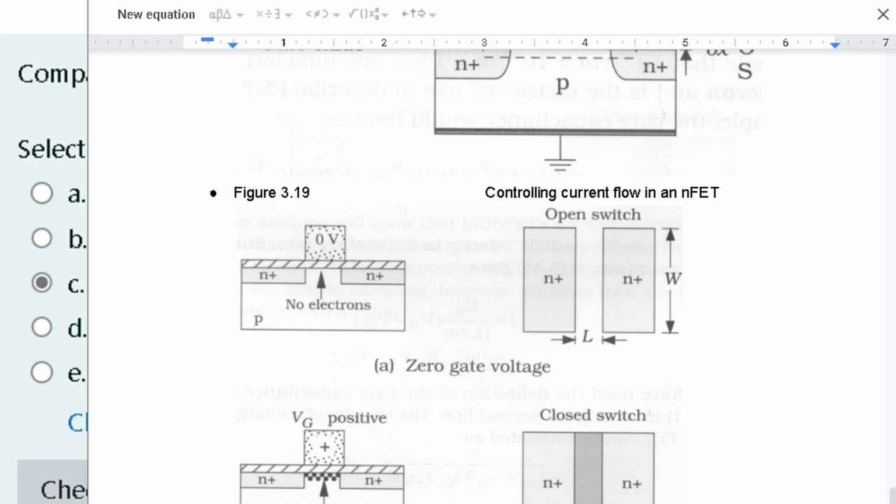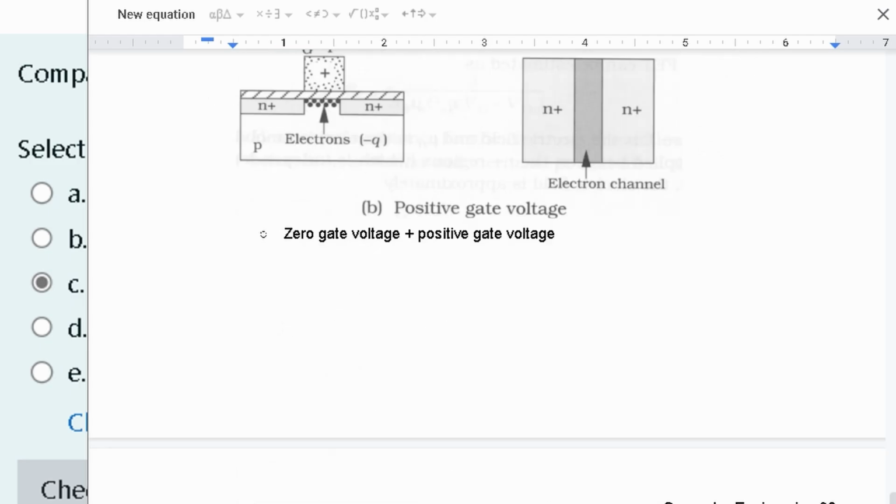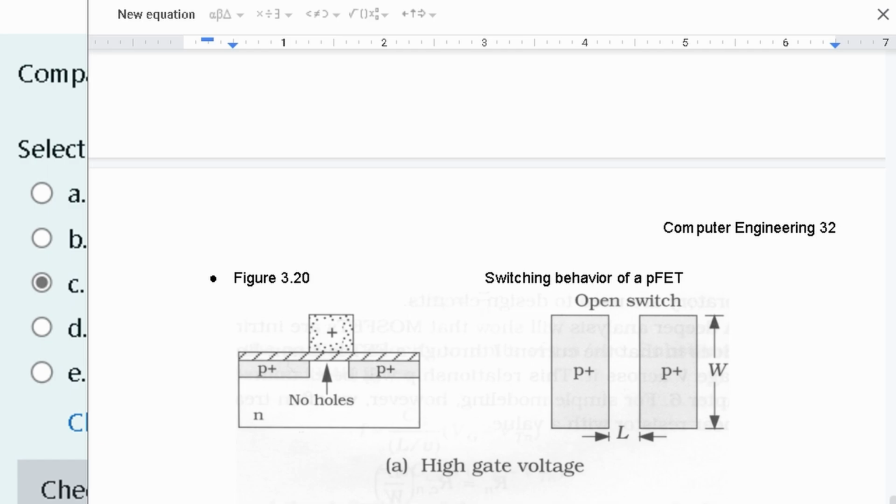We have figure 3.19, showing electrons for our zero gate voltage when our switch is closed. So whenever we have an electron channel, we have a bunch of electrons in here. We can see that we have a bunch. Now, this is when we have negative Q. Let's go down a little bit and look at holes, figure 3.20.